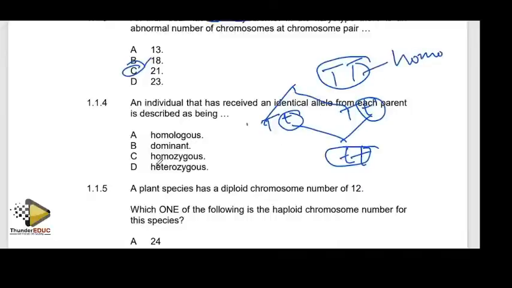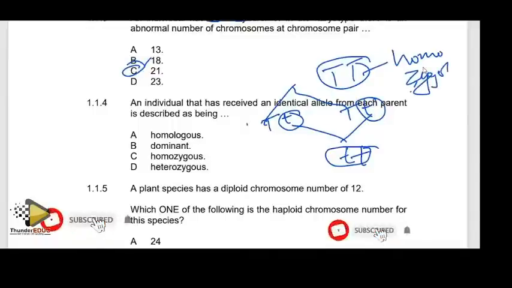So it is going to become homozygous, because you are describing a zygote. That zygote has the same kind of allele. So the answer is going to be C, meaning homozygous.